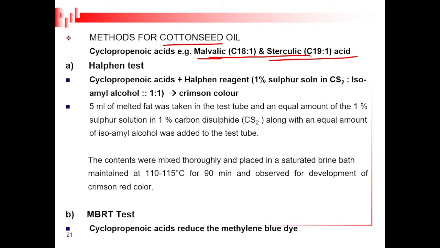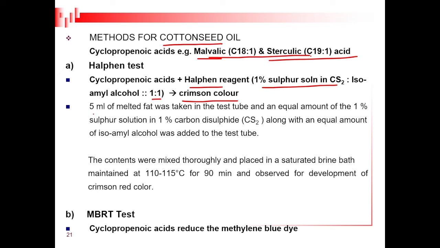Halphen test is based on the principle that cyclopropenoid acid reacts with the Halphen reagent. Halphen reagent is nothing but a 1% sulfur solution in carbon disulfide mixed with isoamyl alcohol in a 1:1 ratio. So you prepare a 1% sulfur solution in carbon disulfide, and then you take isoamyl alcohol, and you mix both of them in a 1:1 ratio. That will be the Halphen reagent. And the cyclopropenoid acids which are present in cottonseed oil react with the Halphen reagent to give a crimson color. This is the principle for this test.